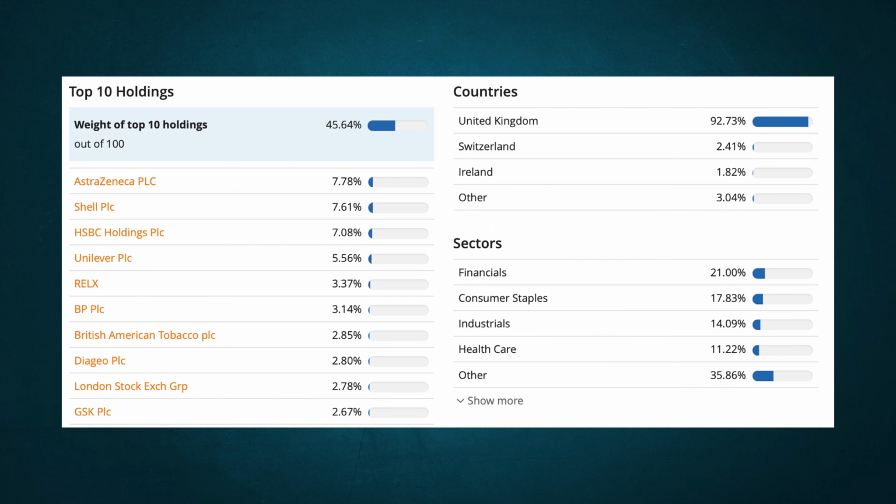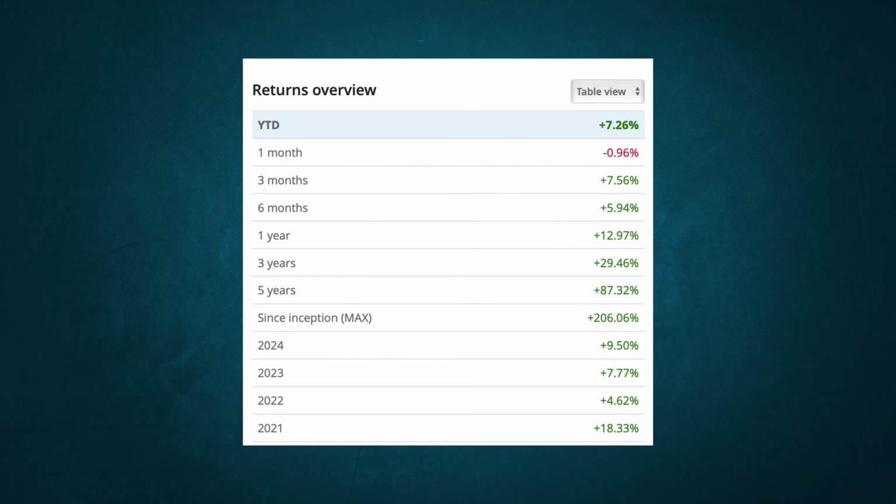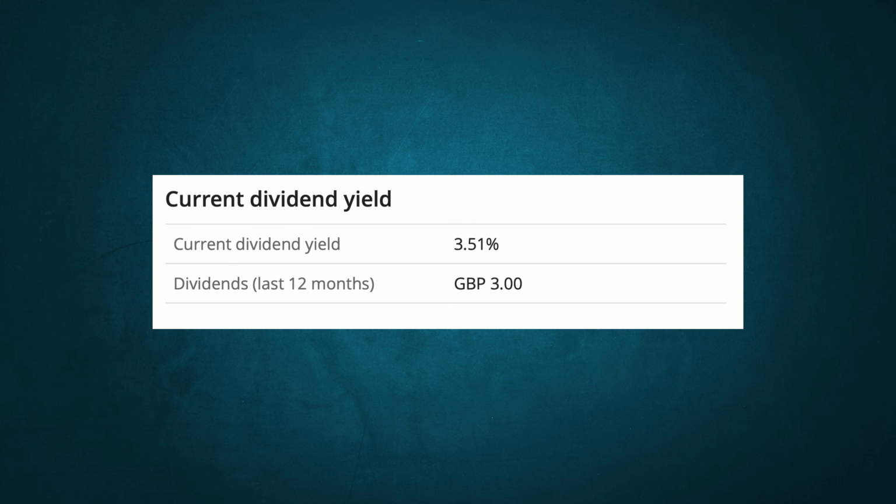You'll likely know many of the companies such as oil giants Shell and BP, and also companies such as AstraZeneca and Unilever. This ETF has experienced strong and stable growth over the past 5 years, generating a total return of 87%. This is propped up by the impressive dividend yield of 3.48%, which I'm sure will appeal to those looking for passive income from their investments.